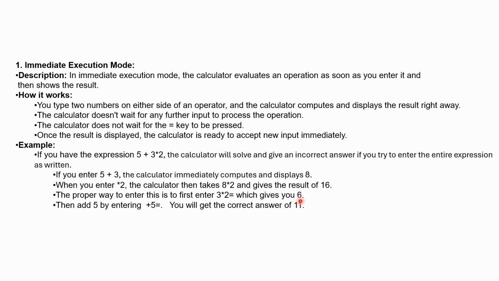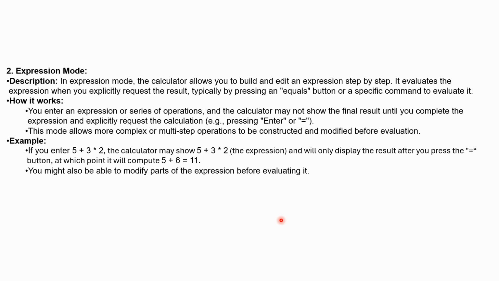The proper way to enter this into this type of calculator would be to first take 3 times 2, and then press equals, which gives you 6. Then you would add the 5 by entering plus 5 equals. Then you will get the correct answer of 11. So these types of calculators are good for adding and subtracting, but they're not meant for entering a mixed operations expression. Using a calculator like this incorrectly does not confirm an incorrect answer.